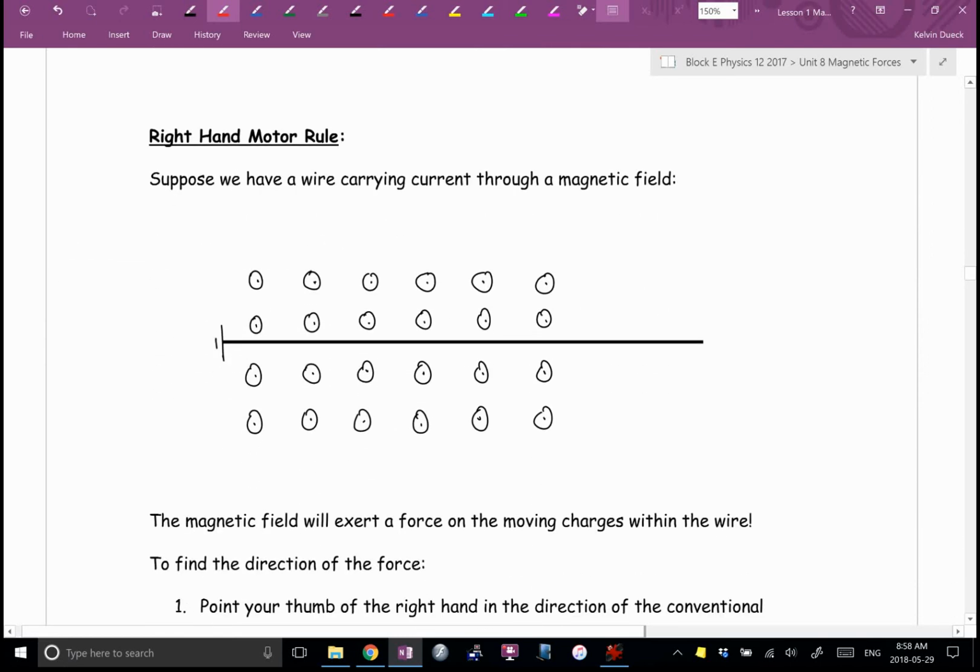The third rule is called the right-hand motor rule. It's called the motor rule because this is going to explain how electric motors work. It's also going to explain how electric generators work. Suppose we have a wire carrying current through a magnetic field. Everybody draw current in on the wire. I looked at the battery and I said, oh, that's the positive end, so the current must be going to the right. Taylor, draw that in.